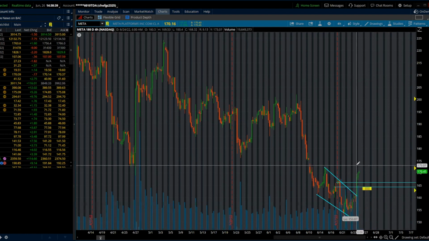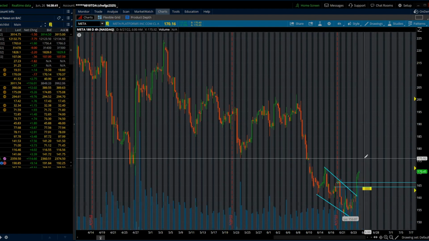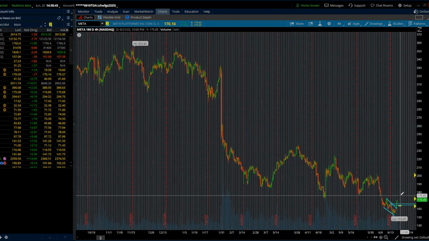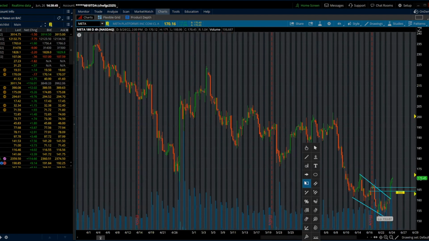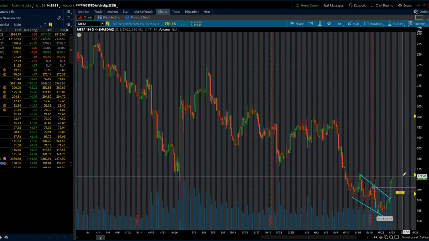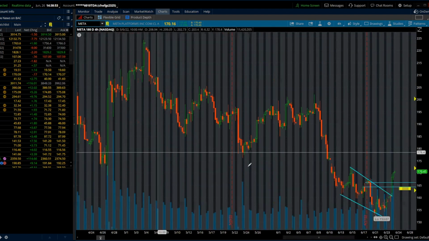Who knows? Maybe they go to zero. I mean, I don't know. It's social media, right? It may become like Snap and Twitter, where they're worth only like $10. But either way, Meta is a big company, and they are doing a lot of things. So I'm just going to look for a continuation for Meta.